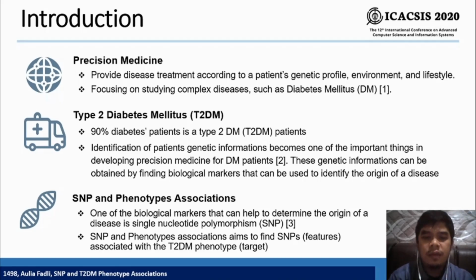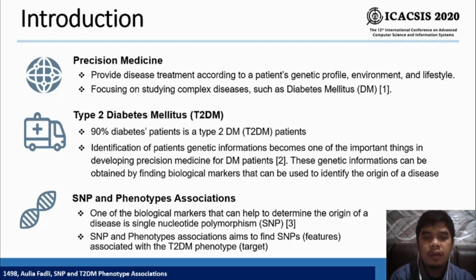The identification of patients' genetic information becomes one of the most important things in developing precision medicine for DM patients. This genetic information can be obtained by finding biological markers that can be used to identify the origin of a disease. One of the biological markers that we can use is single nucleotide polymorphism, or called SNP. SNP is the genetic variation of a single nucleotide in the DNA sequence and represents at least 90% of the variation in humans' DNA sequence.